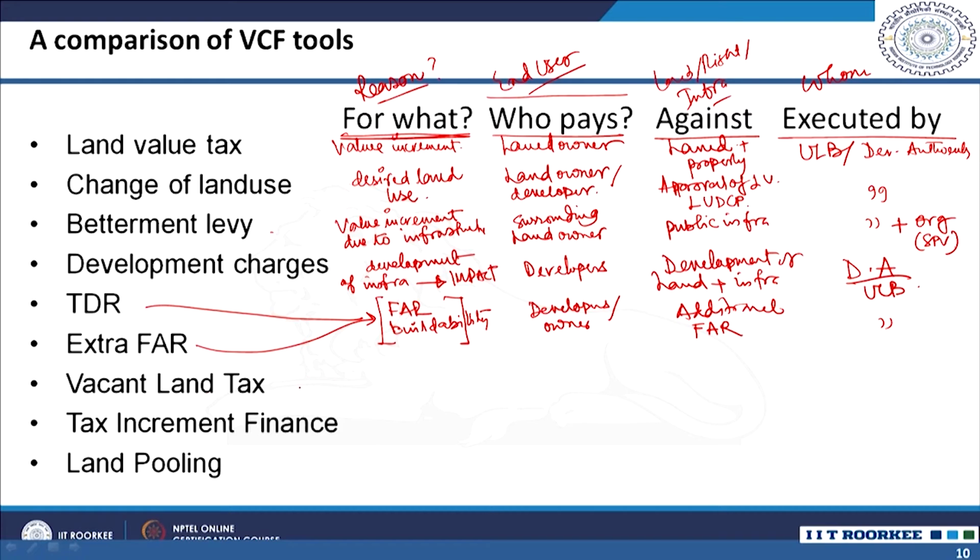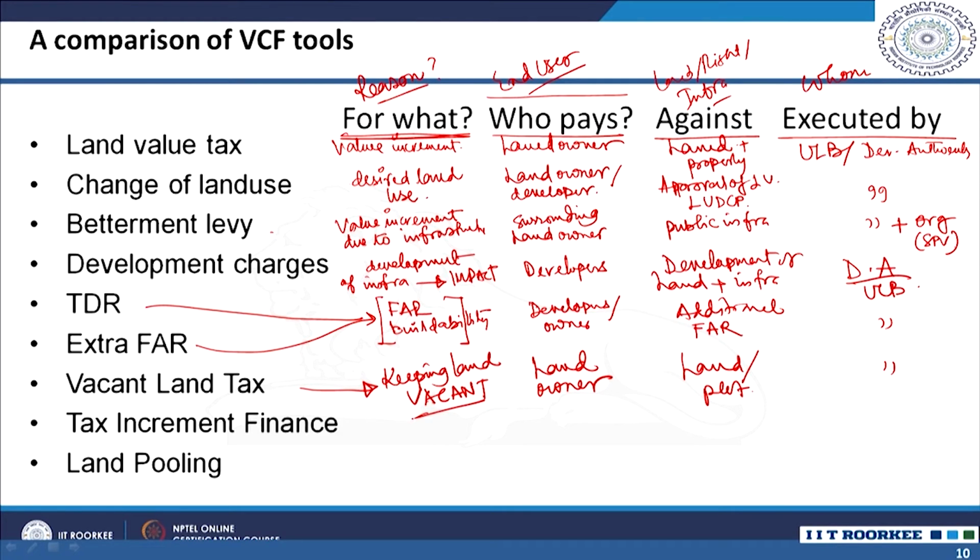The vacant land tax is basically paid for keeping land vacant. It is just opposite to the development. In the development charges we are charging for developing the land or infrastructure. Here we are charging for keeping the land vacant, and it is paid also by the landowner against the land or plot and executed by the development authority.